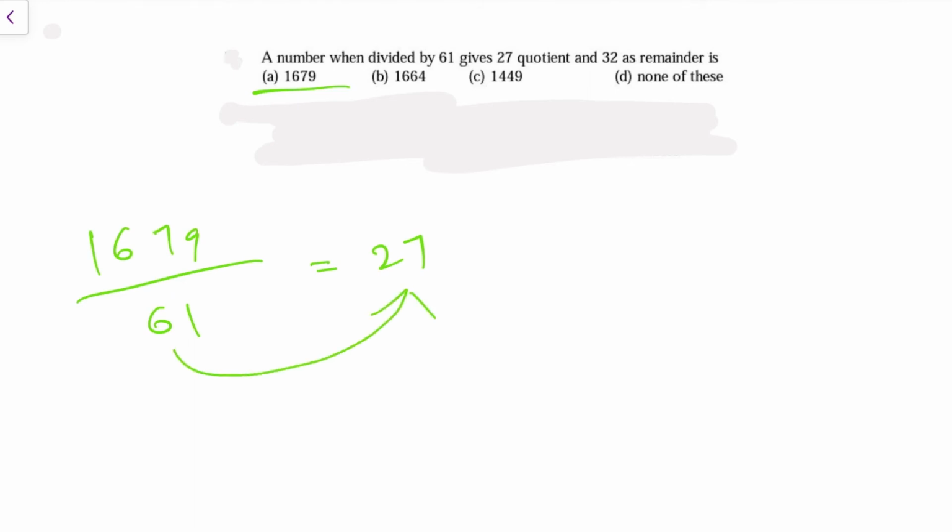61 into 27, if you multiply, we will get 1647. So for that 1647, if I add the remainder 32, 1647 plus 32 is 1679. So option A is the only correct option.